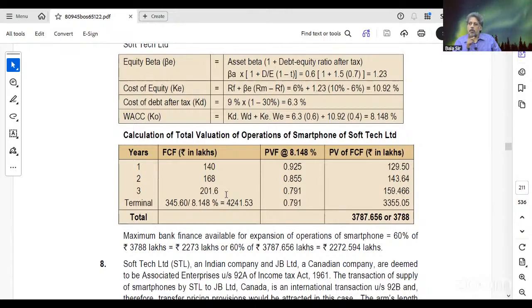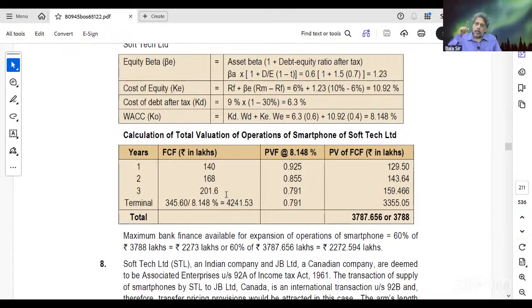And here anyway there's no growth rate. Otherwise, the denominator should be Ke minus growth rate. But here there's no growth rate. So divide the expected cash flow by Ke. I'll get the terminal value at the end of year 3.